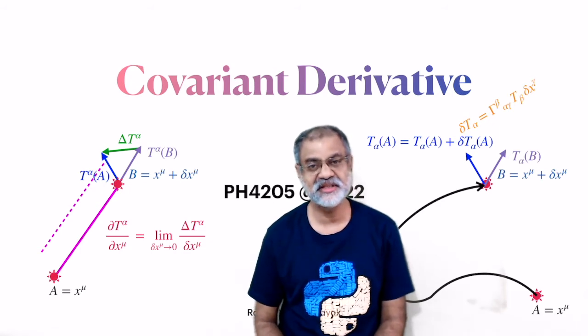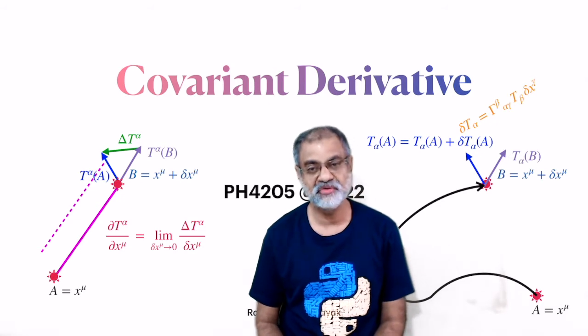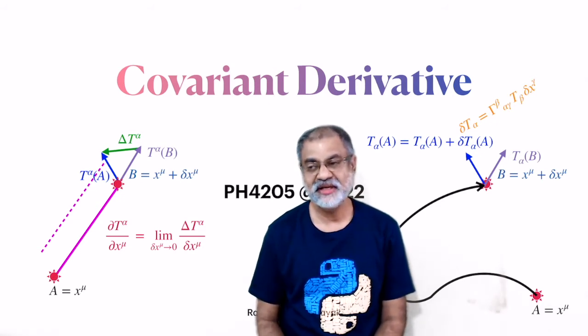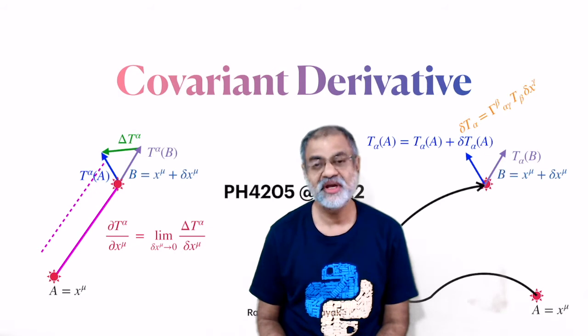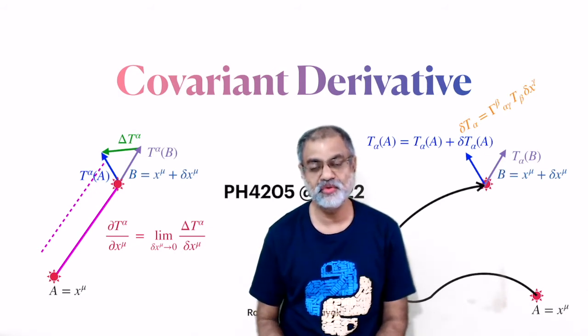We have earlier seen that the partial differential is not a tensor. Now we demand that the so-called derivative should transform like a tensor. Then we obtain the condition on gammas, which are called connection coefficients. So that is what we are going to do in this lecture.